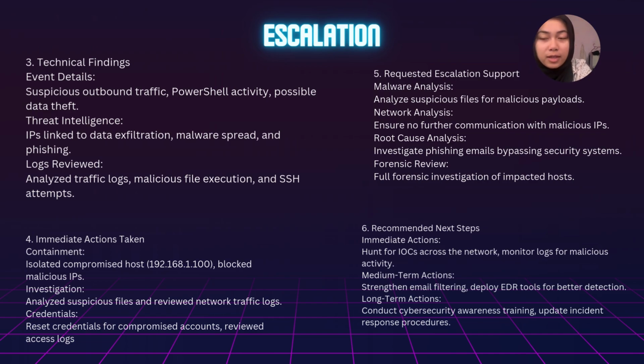Fourth is immediate action taken. Containment: isolate the compromised host 192.168.1.100 and block malicious IPs. For the investigation, analyze suspicious files and review network traffic logs. Fifth is requested escalation support: malware analysis to analyze suspicious files for malicious payloads, network analysis to ensure no further communication with malicious IPs, and forensic review, a full forensic investigation of impacted hosts.